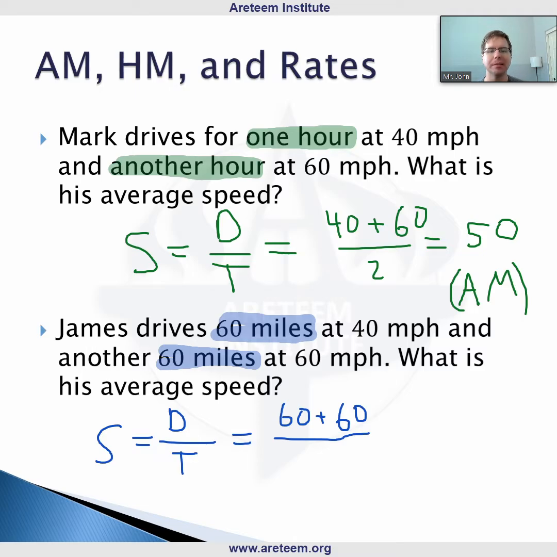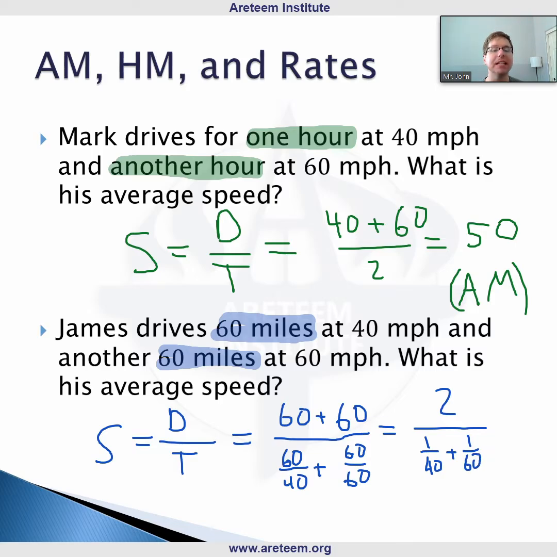So if he goes 60 miles at 40 miles per hour, that takes him 1.5 hours because we have 60 divided by 40. And then it takes him 1 hour because it's 60 divided by 60 to go 60 miles at a rate of 60 miles per hour. Now the reason I wanted to leave this unsimplified is that if we cancel all of the 60s, we have 1 plus 1, so we have 2, and then this is divided by 1 over 40 plus 1 over 60 in this case.